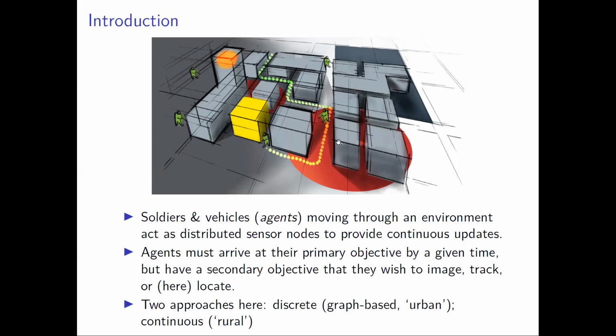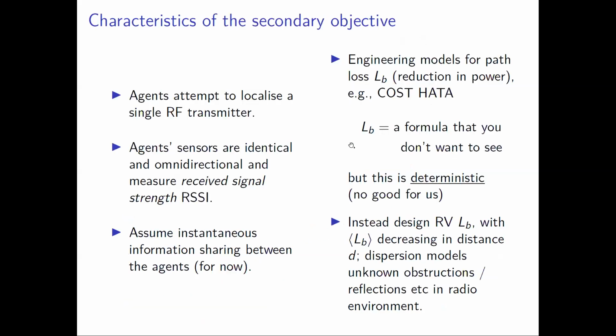Now let me talk a little bit more about the secondary task. Of course, there could be all kinds of secondary sensing tasks, but we decided to specialize on the case where the agents attempt to localize a single unknown radio frequency transmitter. And the assumption is, again, assumptions. We'll assume the agents each have a sensor. The sensors are identical. They're omnidirectional. And all they do is measure the received signal strength, or some metric of received signal strength, from that unknown hidden transmitter.